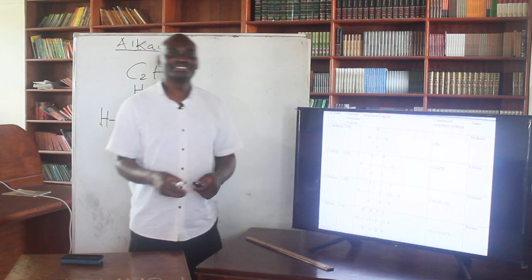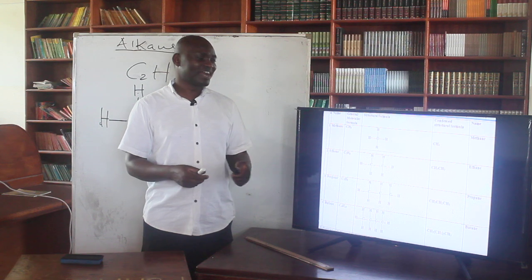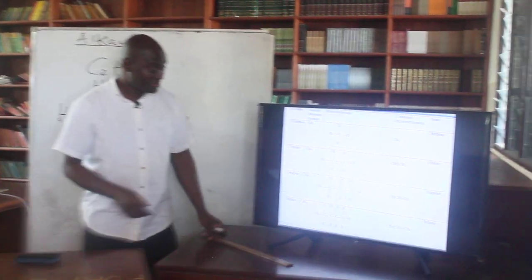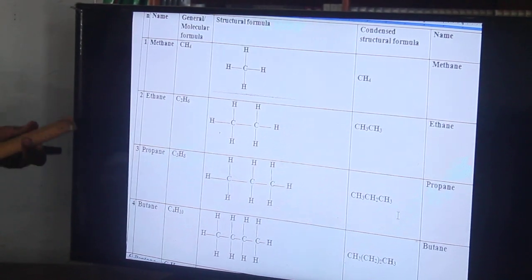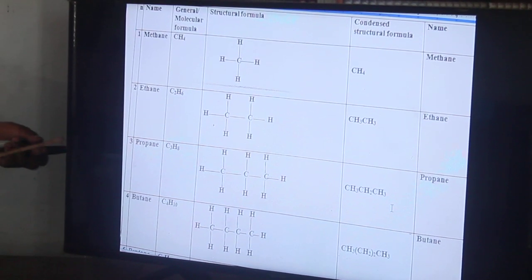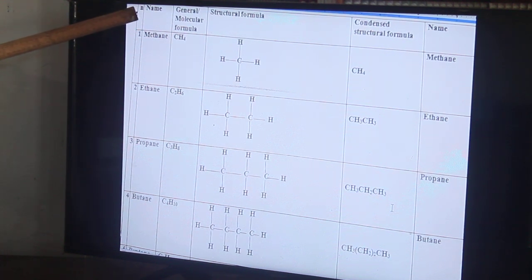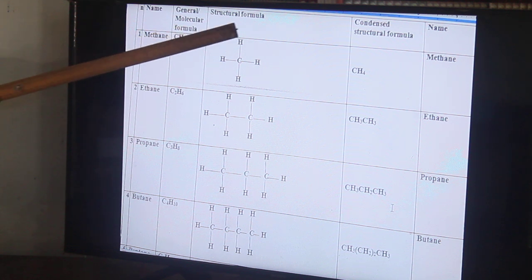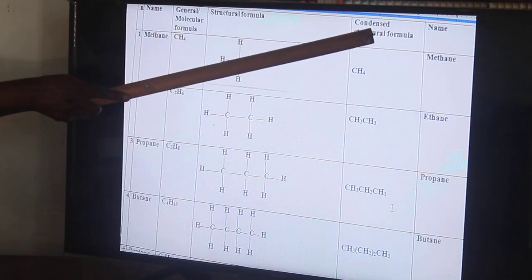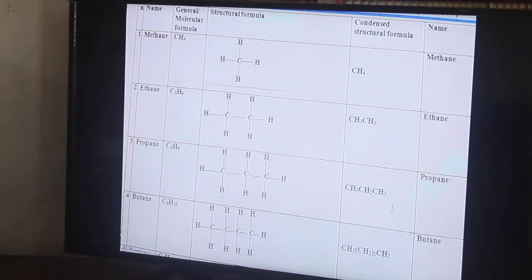Now, let us focus on the screen, because on this screen I have given a table. In this table we have N, which means the number of carbon atoms. Then we have the name of the hydrocarbon, the general or molecular formula, the structural formula, the condensed structural formula, and so on.